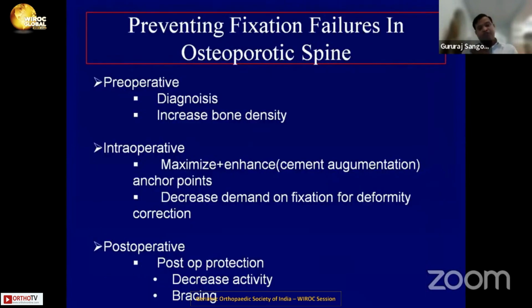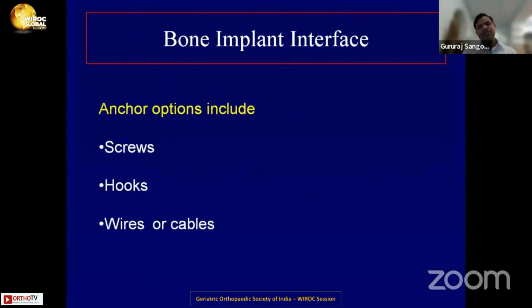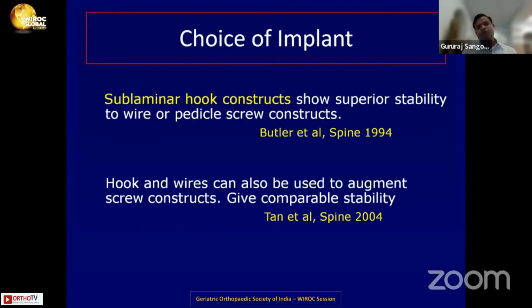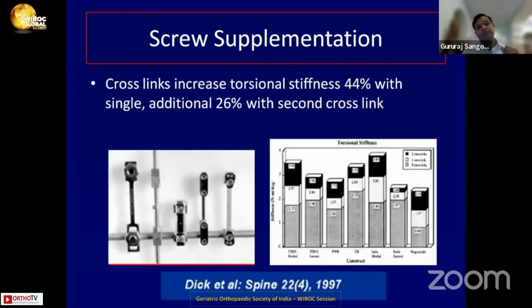So always do a preoperative diagnosis of osteoporosis. If there is time, increase the bone density. Intraoperatively, maximize or enhance the anchor points. Postoperatively, always decrease the activity and do bracing. We can use screws, hooks, or wires or cables. Sublaminar hook constructs have better strength because they hook onto the cortical bone, and you can use crosslinks, so it increases the torsional strength. One crosslink increases it by 44%, and an additional crosslink increases it by another 26%.